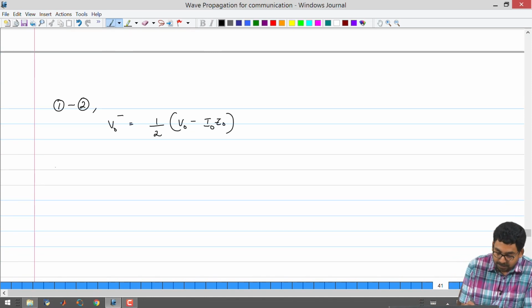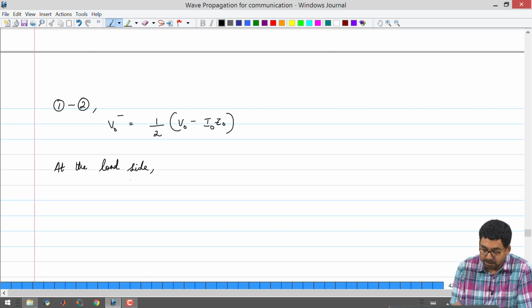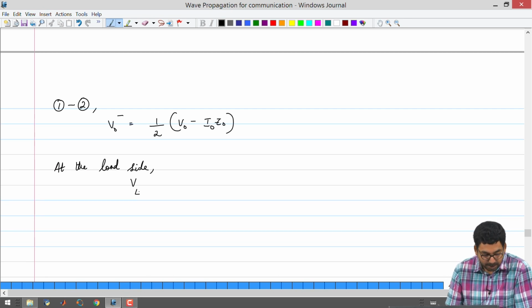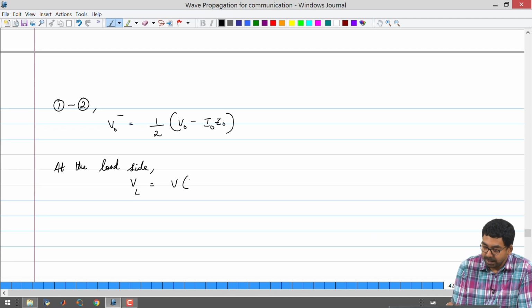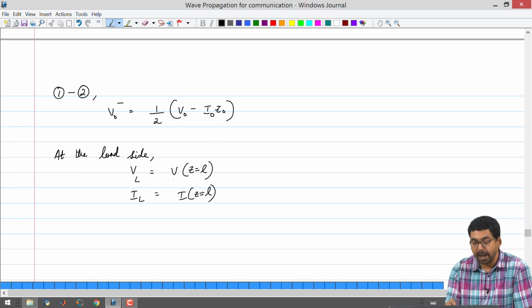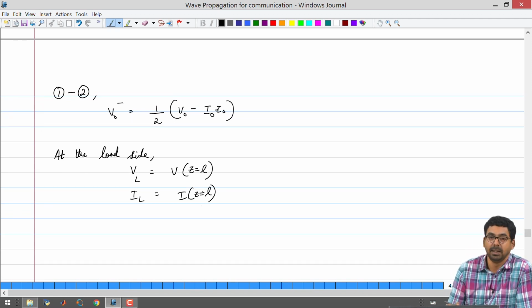At the load side, we can use V suffix L. This is nothing but V at z equal to L, and I suffix L is nothing but I at z equal to L. I am writing this down again and again simply because I am using a different coordinate system compared to before, just to sync that in the mind. IL and VL mean that it is z equal to L.